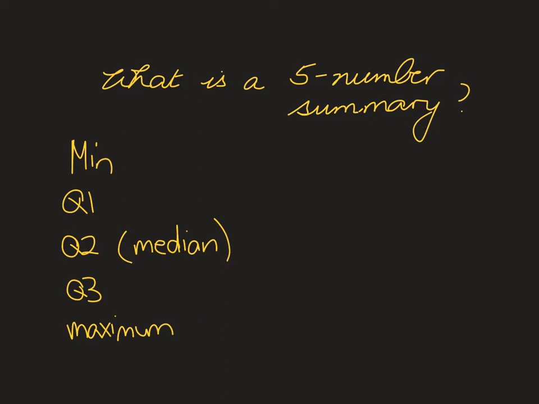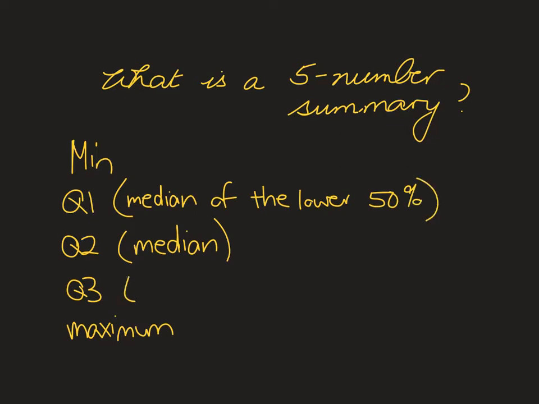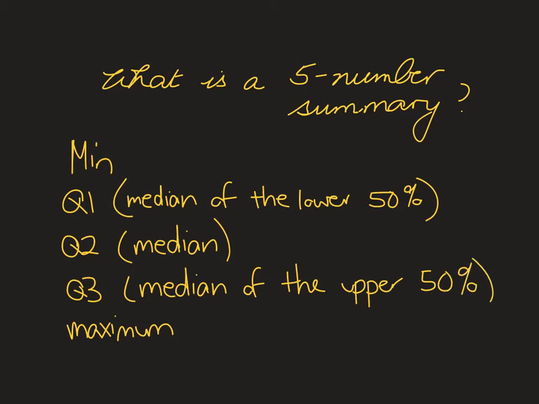Now what Q1 is, Q1 is really the median of the lower 50% of data. And you guessed it, Q3 is really the median of the upper 50% of data. So that is actually what the 5-number summary is.